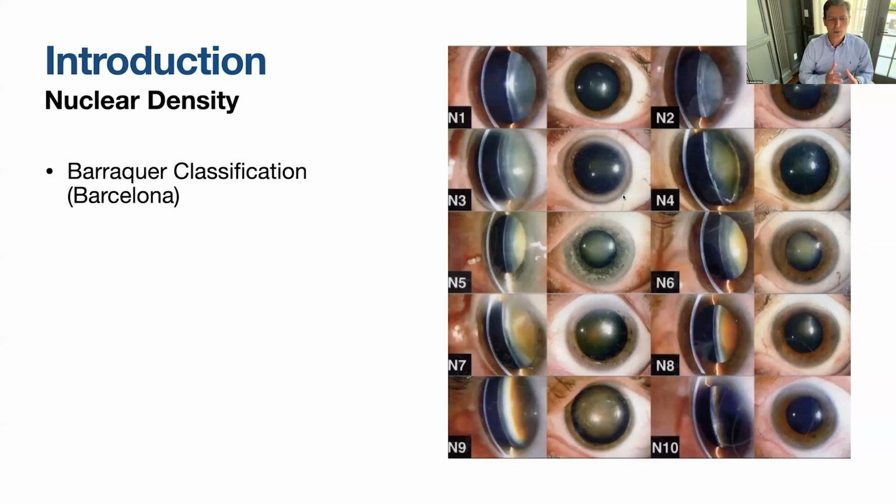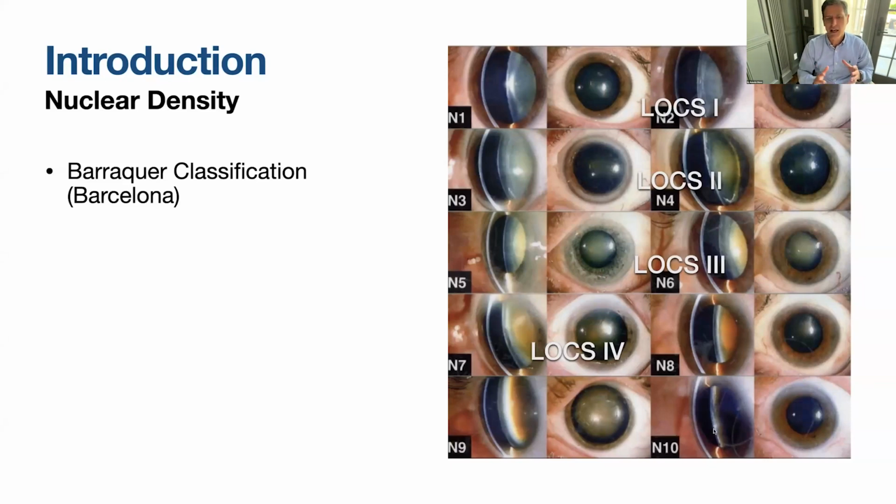And it correlates with the LOCS classification system in the sense that the N1 and N2 are the LOCS 1, the N3 and N4 correlate with the LOCS 2, the N5 and N6 with the LOCS 3, N7 is a LOCS 4, and then we have the N8, which is a rubra cataract or red cataract. Then we have the N9, which is a brunescent cataract or a brown cataract, and N10 is a black cataract.